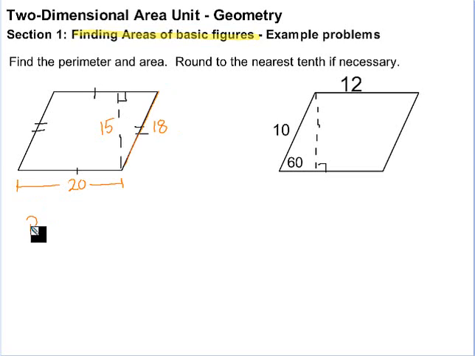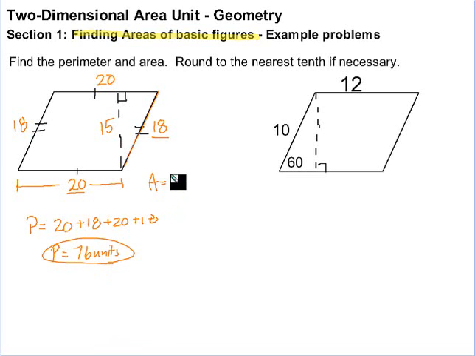So first off, perimeter is the length around our figures. So here we have 20, 18. This side would also be 20, and this side would be 18. So we would have to take 20 plus 18 plus 20 plus 18. You can simplify that down to whatever process suits you. But either way, you're going to get a perimeter of 76 units.